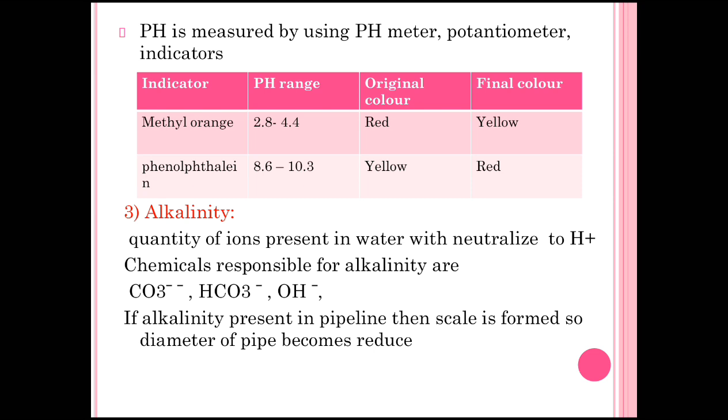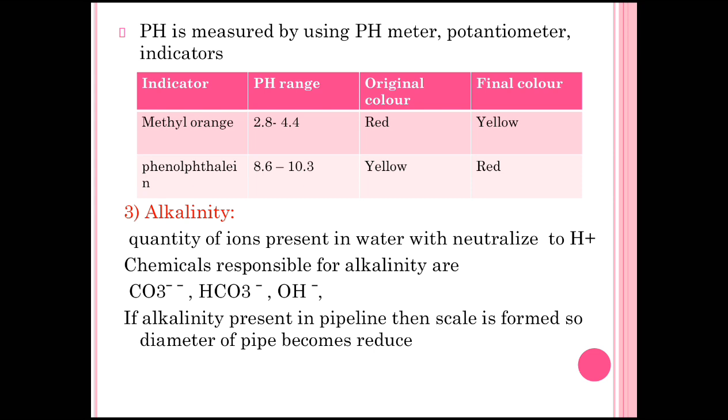There is one table we show. In the first column there are the indicators. We use methyl orange and phenolphthalein. These are the two indicators. The pH range of methyl orange is 2.8 to 4.4, and the pH range of phenolphthalein indicator is 8.6 to 10.3. Means phenolphthalein gives the basic range and methyl orange gives the acidic range.